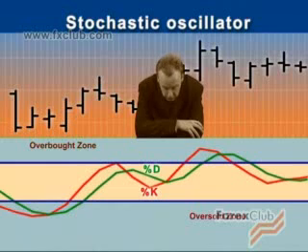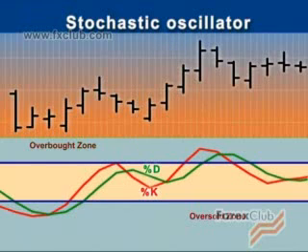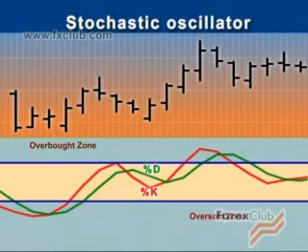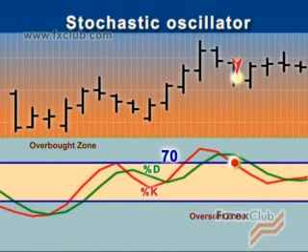And how does this oscillator generate trading signals? At first sight, in the same way as the previous indicator, RSI. The first type of signal appears when the K curve leaves the critical zone. If we've set the overbought level of 70, then when the K line crosses the level from above, it's a signal to sell. If the K curve crosses the oversold level of 30, it's a signal to buy.